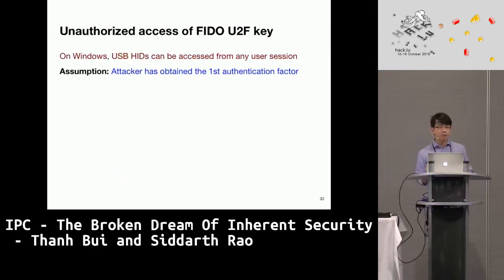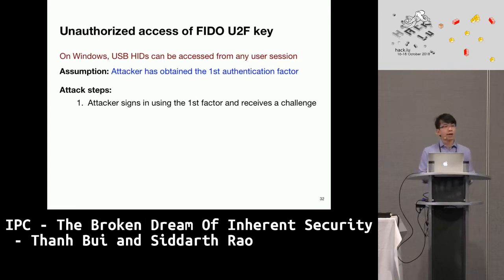So now we show how the mid-mal attacker could exploit the U2F security key. Since the security key is supposed to prevent malicious login even when the user's password has been compromised, we assume here that the attacker has already obtained the victim's password and is trying to compromise the second factor. The attacker will exploit the fact that on Windows, any user, even one running in the background, can access USB HID devices at any time. So the attack is as follows.